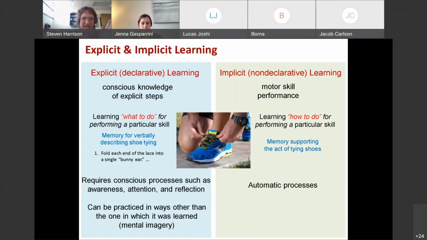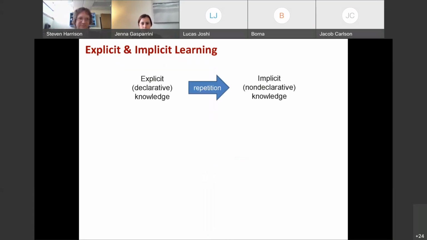With declarative learning, you can go along and mentally rehearse what the steps in tying your shoelaces actually are. Get those steps down pat, and you can mentally visualize these effectively. You cannot do this for implicit learning. The practice you need for this type of learning is actually doing the action. Okay, so we've got another basic distinction, and we'll see this distinction turn up a few times through this class.